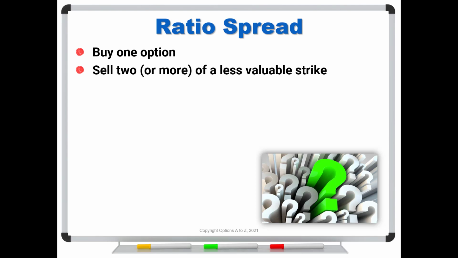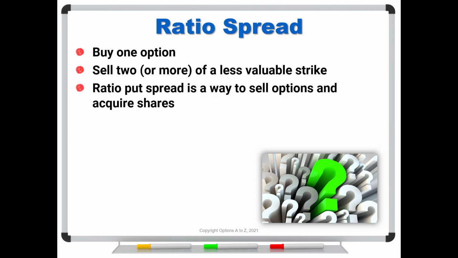If you're using calls, you will buy a call and sell two of a higher strike call, because remember, higher strikes have to be less valuable. On the other hand, if you're using puts, you would buy a put option and sell two lower strikes, because for puts, lower strikes are less valuable. So the ratio spread is a way to sell options and potentially acquire shares. And a lot of people wouldn't really think about it in this way.